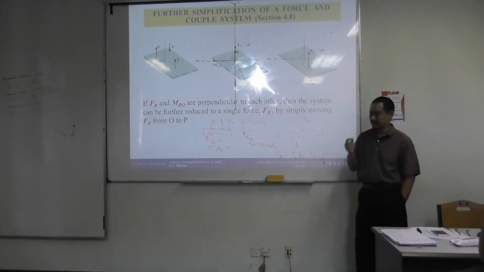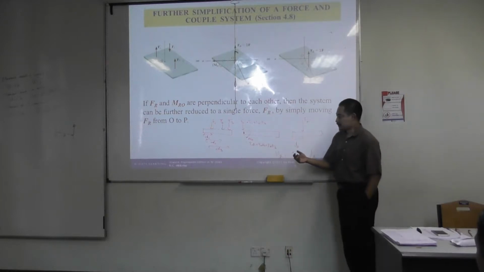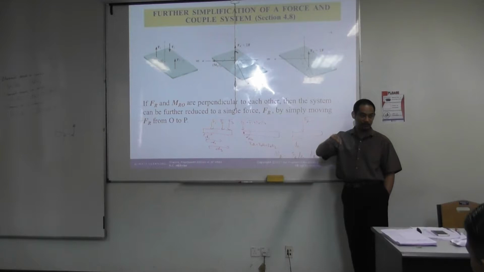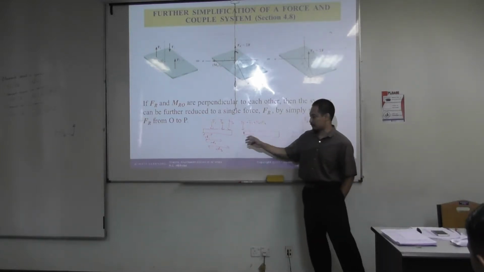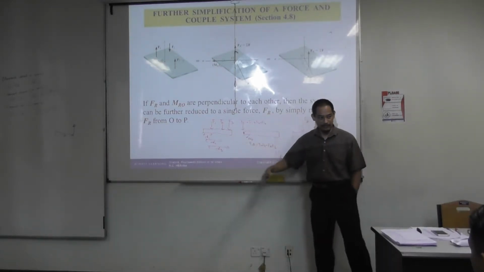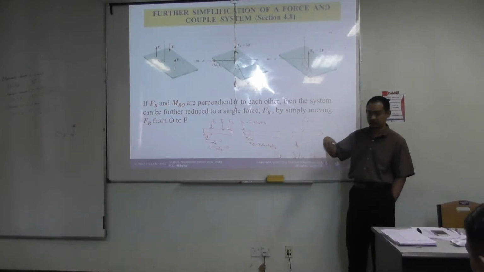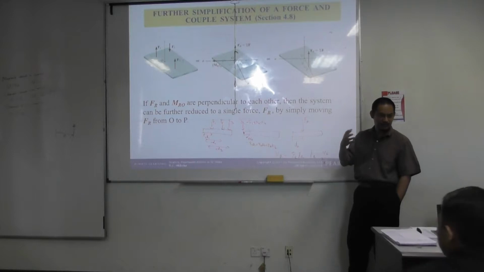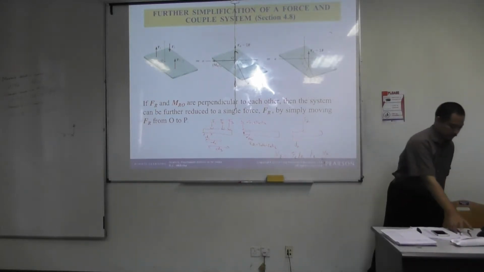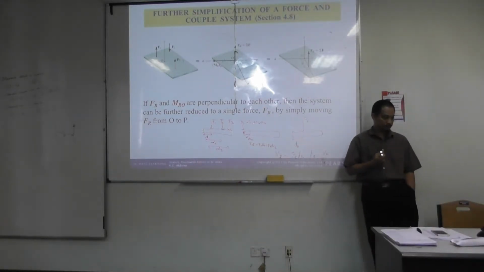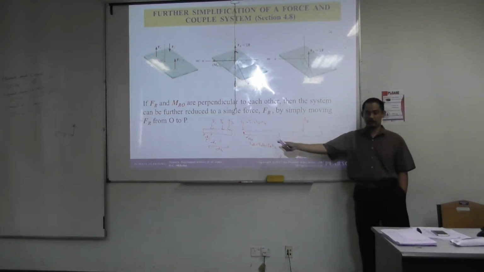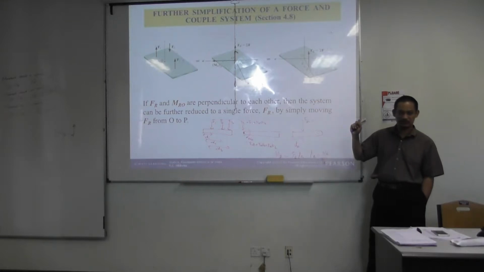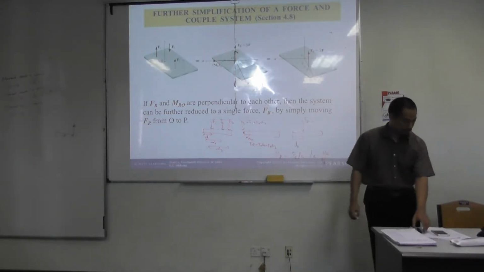Make sure you understand what the question wants. If the question says simplify this into a force and couple moment at point A or some other point, then they want it here. If they say further simplify and specify the location, then they want to go until here. We will see some examples of the wording they use. But do you understand the overall idea? Okay. Yes. All right.